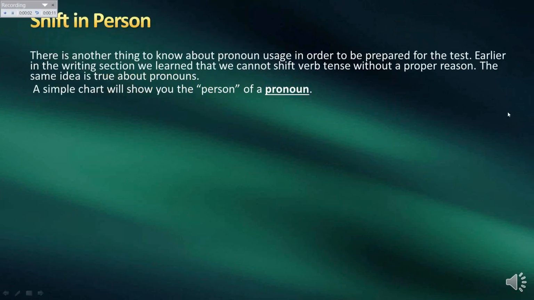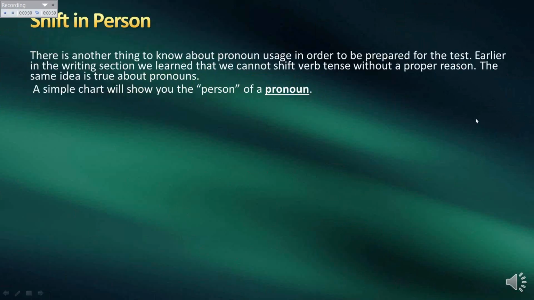Last week we looked at pronoun usage, and we found that pronouns have to agree with the antecedent. But now we're going to see something else about pronoun usage. Earlier in the writing section, we learned that we cannot shift verb tenses from one to the other unless we have a good reason. The same thing is going to be true about pronouns. We cannot shift the person of a pronoun.